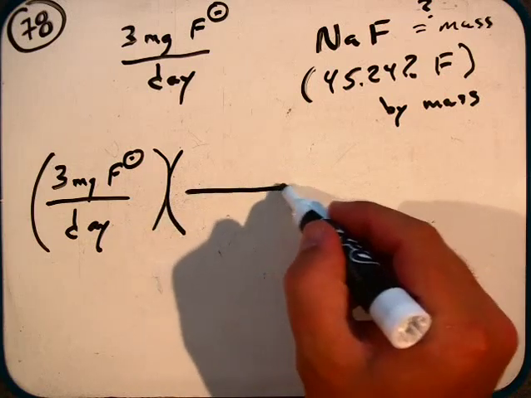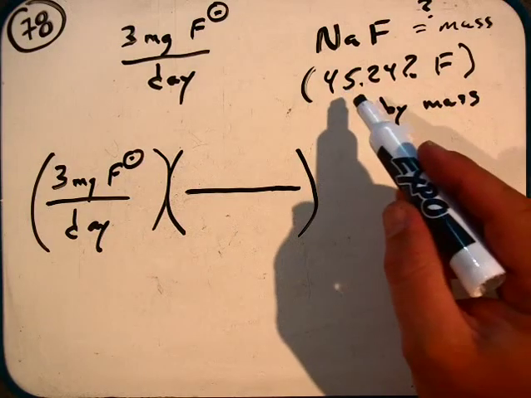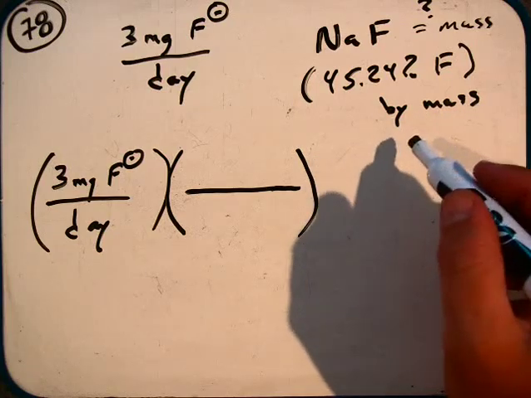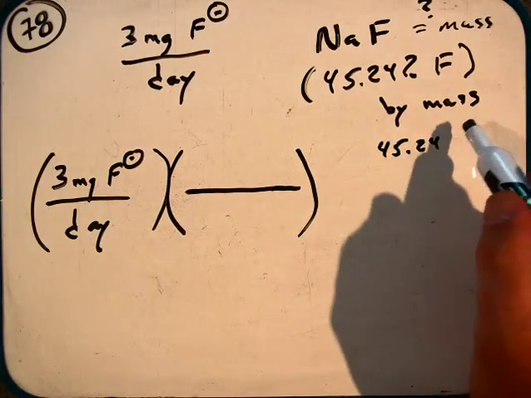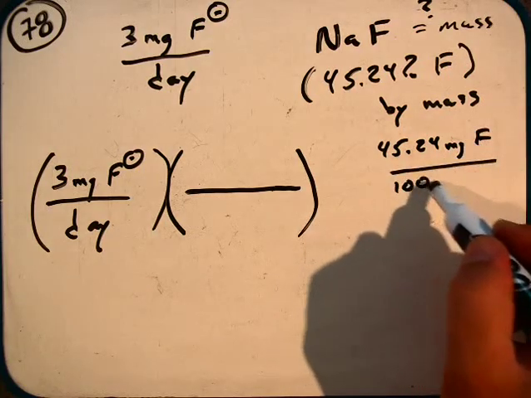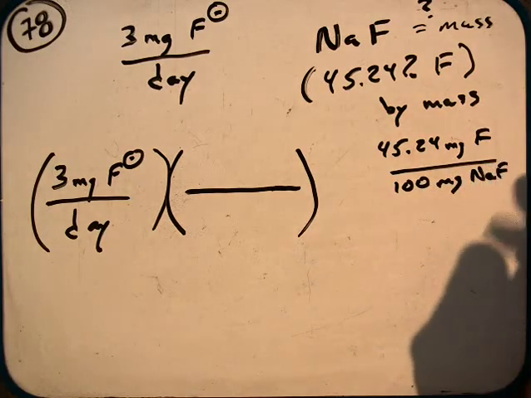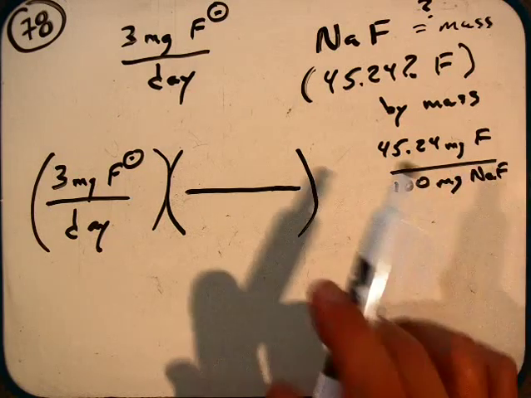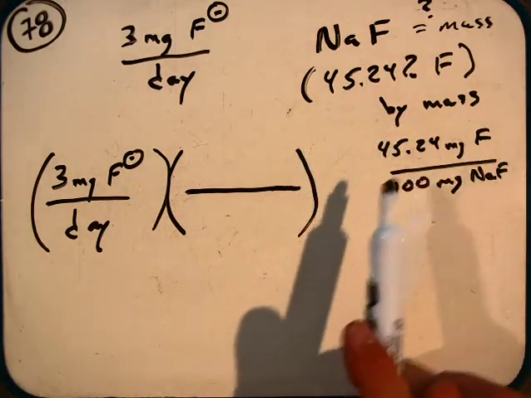Now we can use our percent here as a conversion. Another way to say 45.24% is to represent it as a fraction, saying that there is 45.24 milligrams of fluoride for every 100 milligrams of sodium fluoride. I apologize, sodium fluoride. This fraction here is really simply 45.24%. And so we're going to use this as our conversion value.